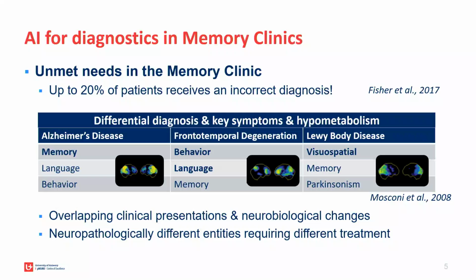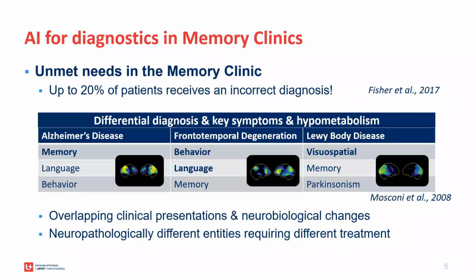And third, one of the more common types of neurodegeneration is Lewy body disease, where typically patients present with visuospatial cognitive changes, but also memory decline and Parkinsonism may occur. So as you can tell from this slide, there's also some overlap in the clinical symptoms between these three most common types of neurodegeneration. And when you look at the types of hypometabolism in these three types of neurodegeneration, you can see that the patterns of hypometabolism are somewhat distinctive, but there's also a lot of overlap. So this is one of the challenges that we're faced with in the clinic.